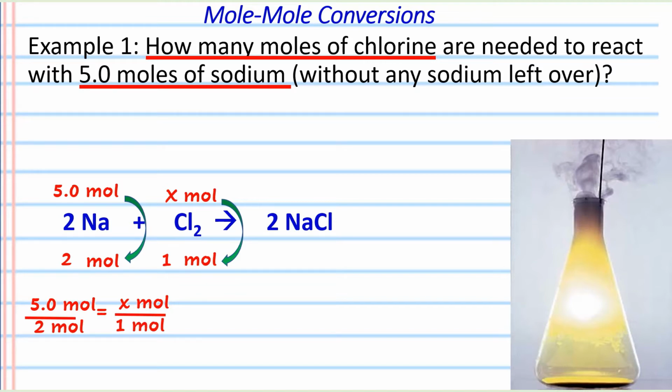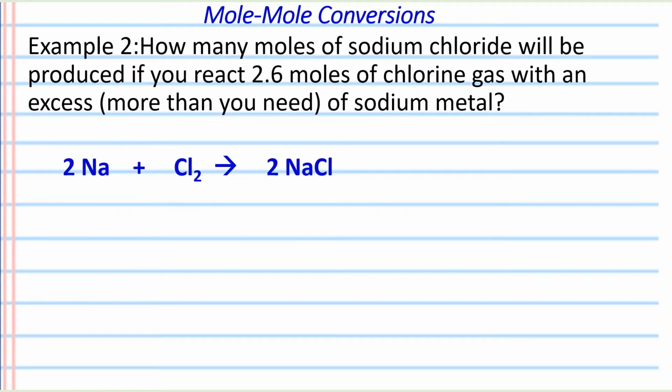So there's our proportion. The numerators came from the question. The denominators came from the balanced equation, and now we're ready to cross multiply and solve. 2 times X is going to equal 5 times 1. We need to divide both sides by 2. And the answer comes out to be 2.5 moles of chlorine. Let's try another practice problem.